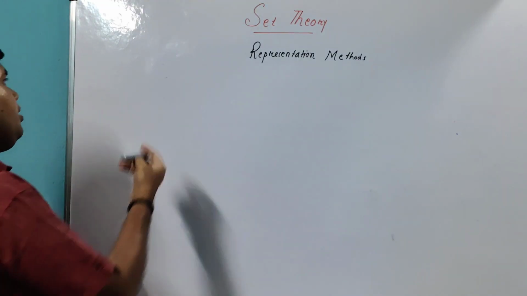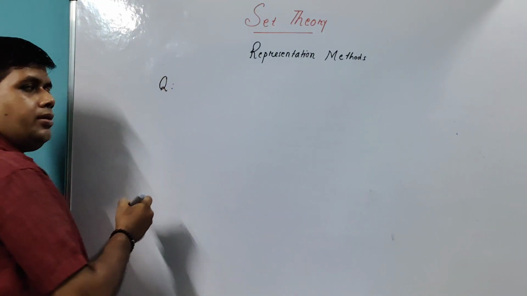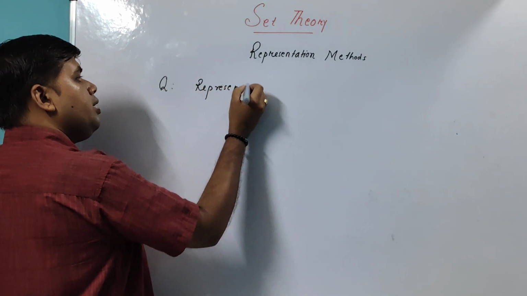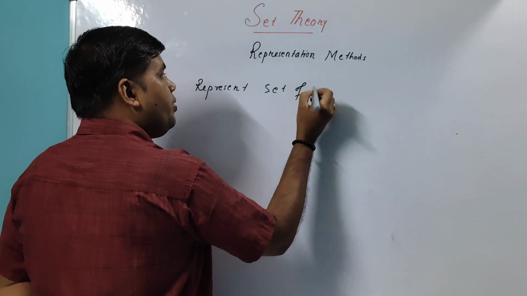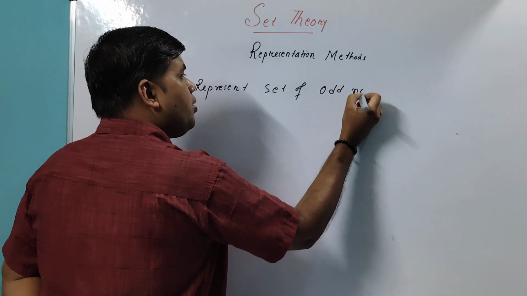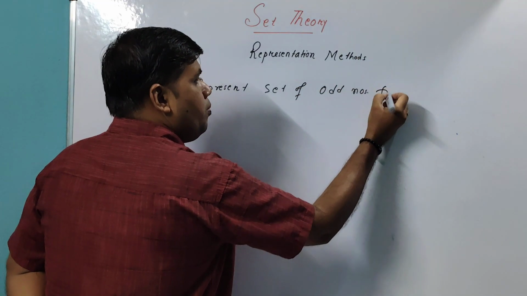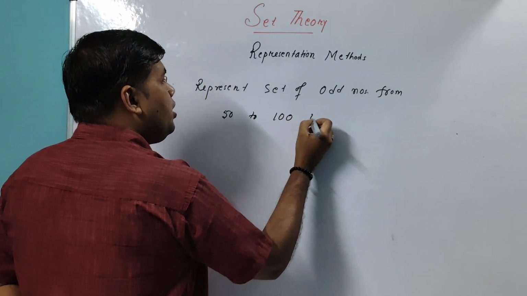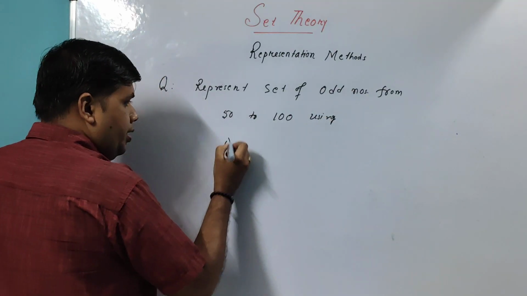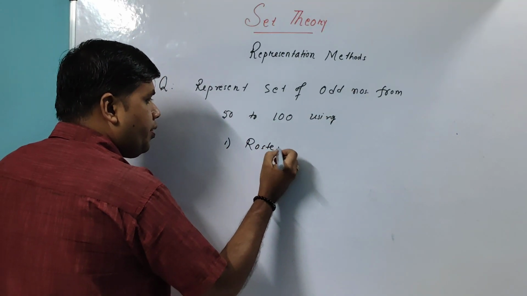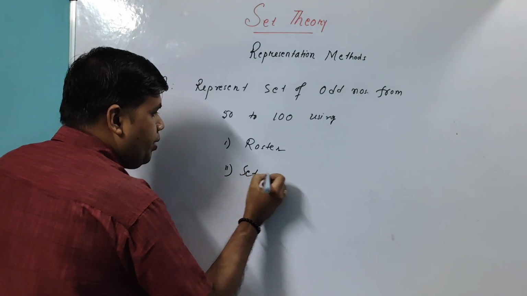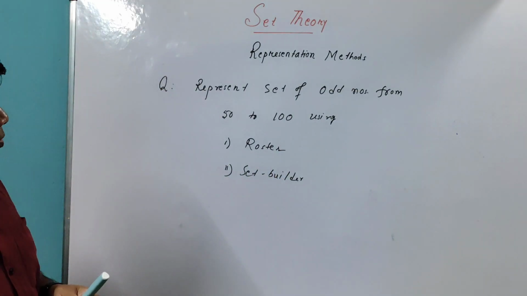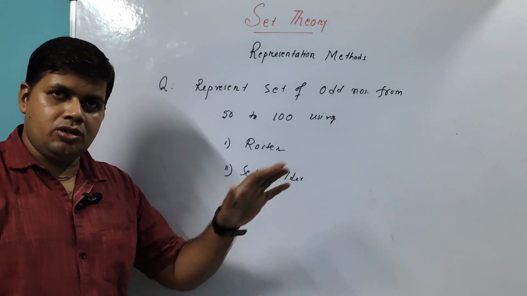Based on this, the question is: represent the set of odd numbers from 50 to 100 using the roster method and using the set builder method. I hope you will respond to this question in the comment box.